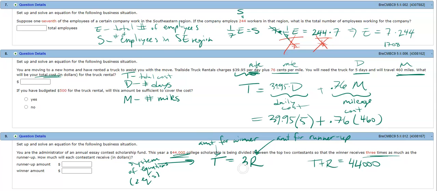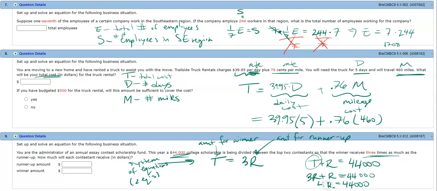And so we need to solve the system. But notice we have something for T. We know that T, the amount for the winner, is 3 times as much as the runner-up, so that's what we could put here instead of T. If you take 3 times the runner-up and add the runner-up one more time, that should be 44,000. When we add 3 R's and one more, it becomes 4 times the runner-up, 4R equals 44,000.